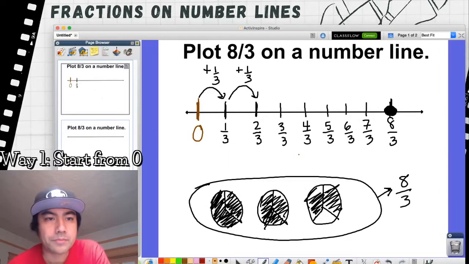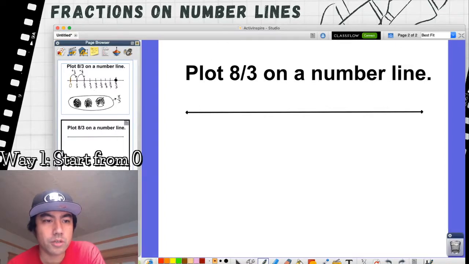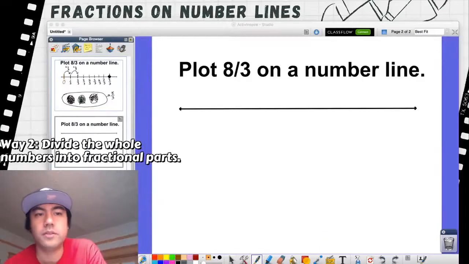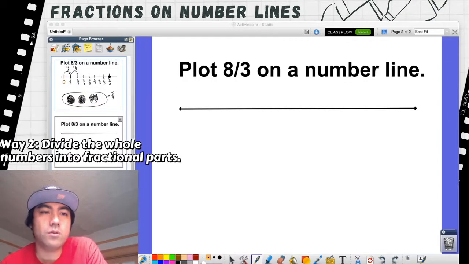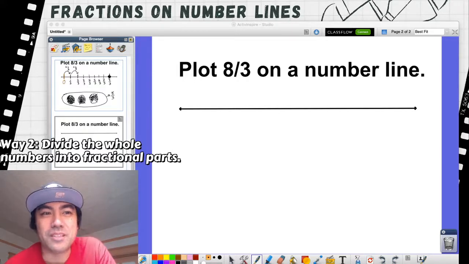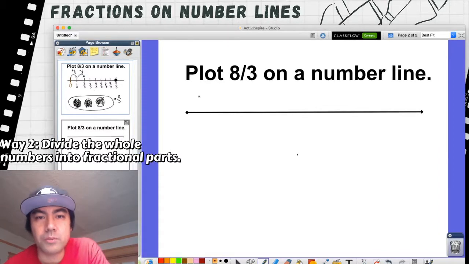Okay, now I'm going to show you another way to do this problem, and so I'm going to call this way number two. Divide the whole numbers into fractional parts. So let's talk about what that means, okay? So it says here divide the whole numbers. So really what I'm going to do is I'm going to put whole numbers first. So again, this is way number two.